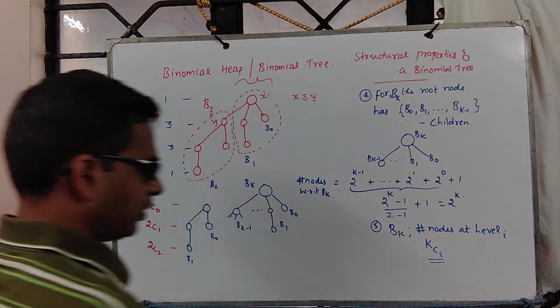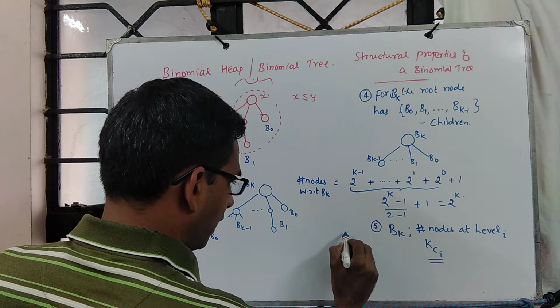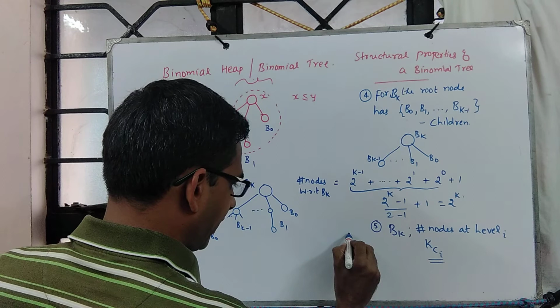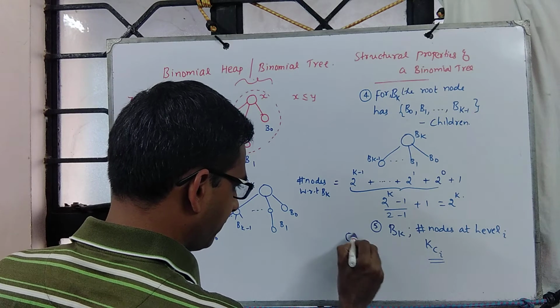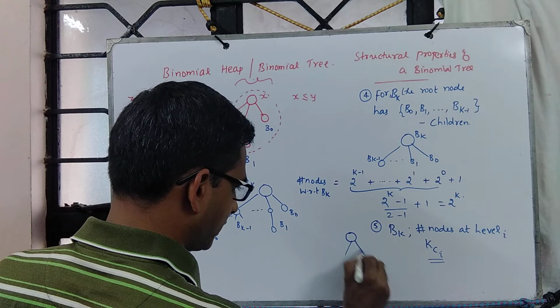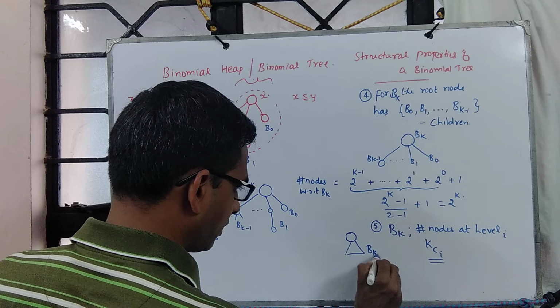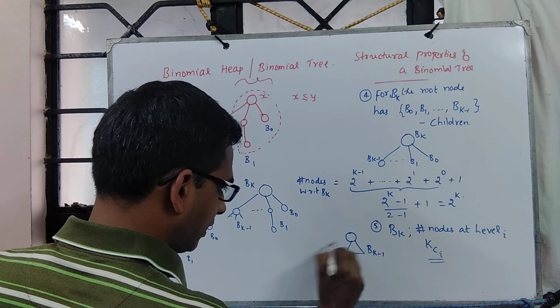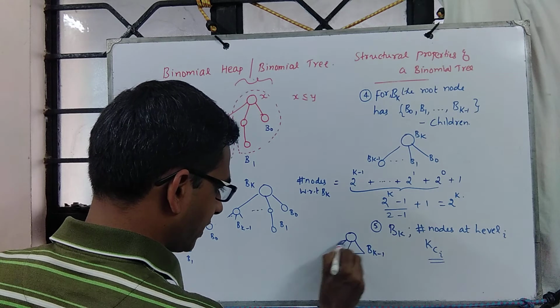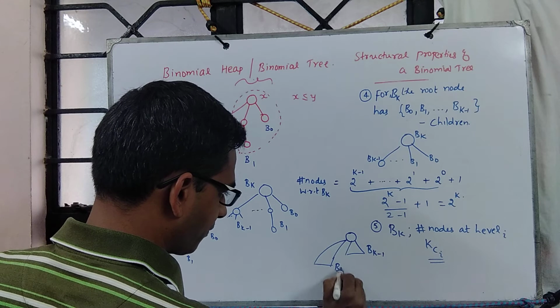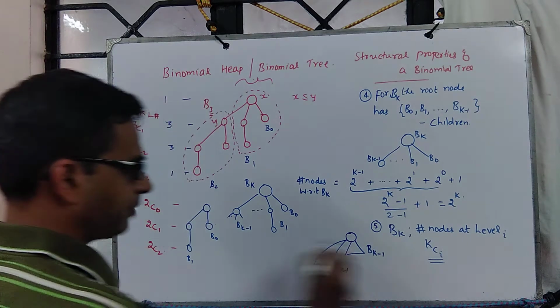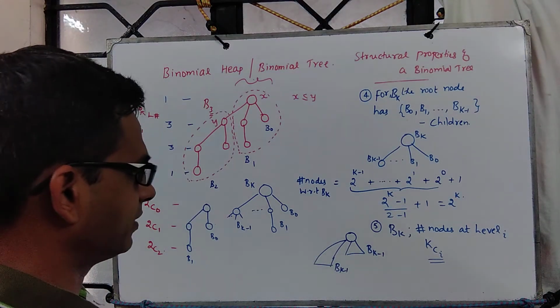So we can look at it this way. How do we construct BK? BK is constructed using 2 copies of BK minus 1. So there is one BK minus 1, and we take another copy of BK minus 1 that will be the child of this. So we take 2 copies of BK minus 1 and construct this.